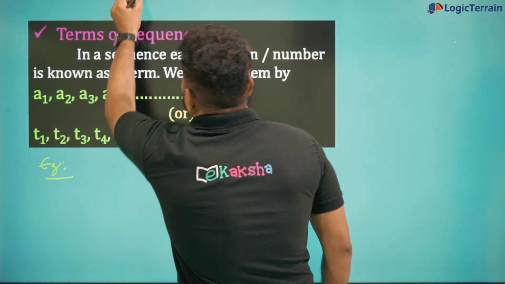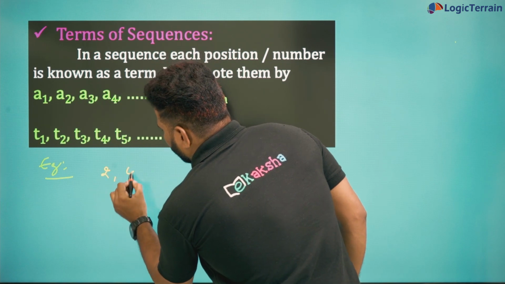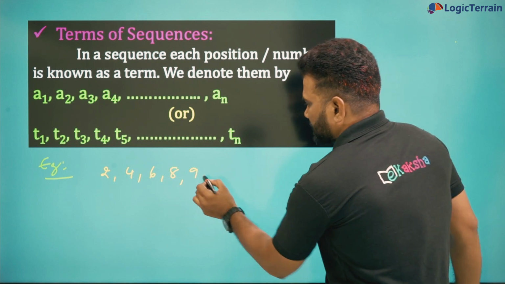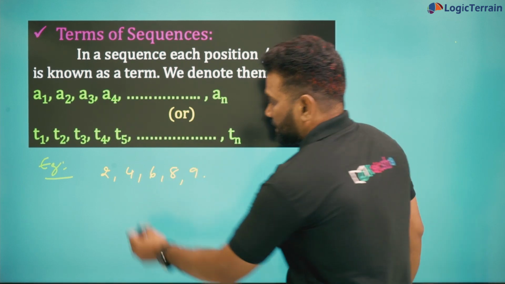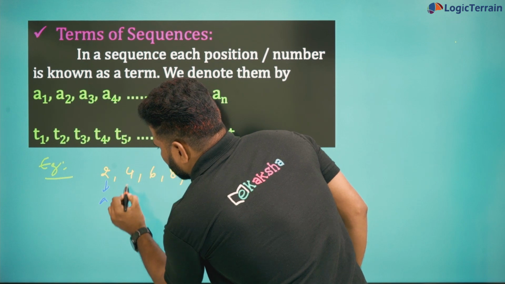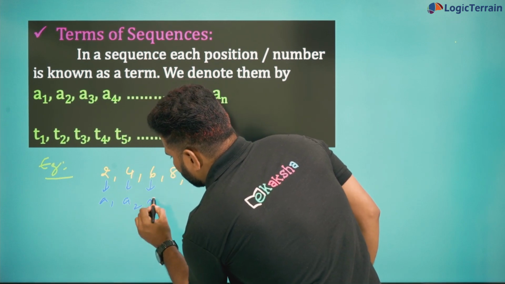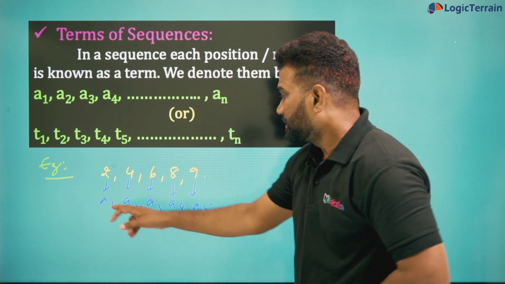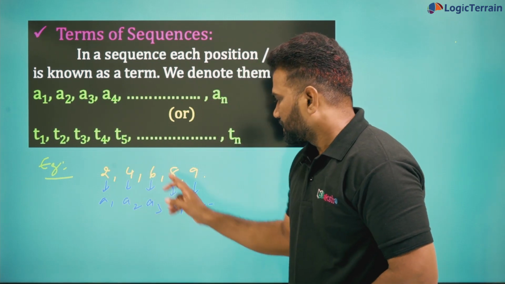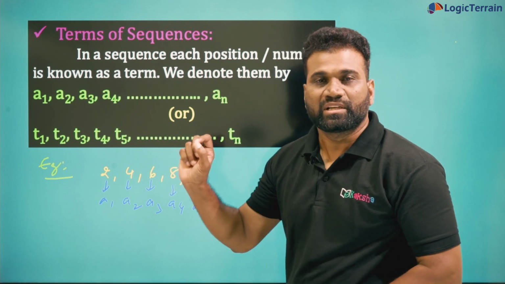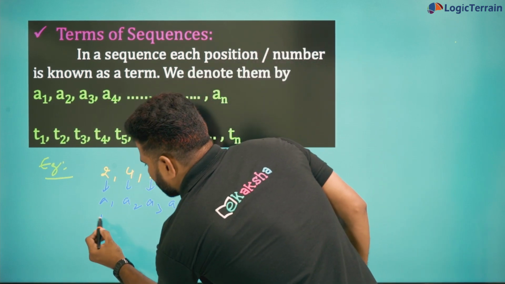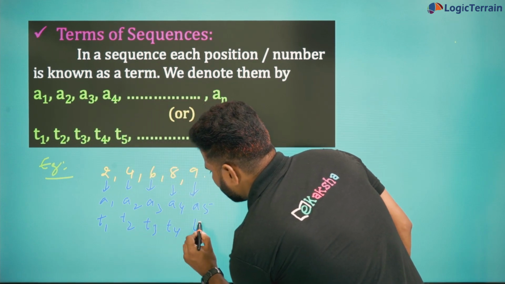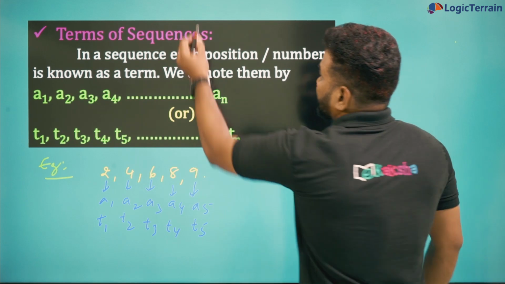For example, 2, 4, 6, 8, 9. So in this sequence, I took a finite sequence. This is a1, this is a2, this is a3, this is a4, and this is a5. That is first term, second term, third term, fourth term, fifth term. Position of the term. We can also say this is t1, t2, t3, t4 and t5. So let us take another example.